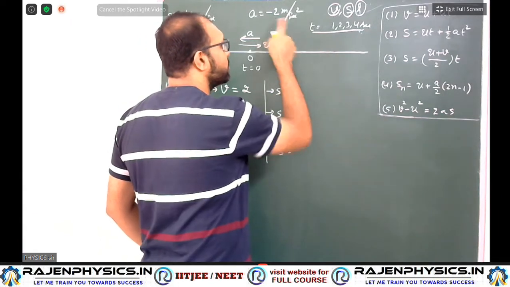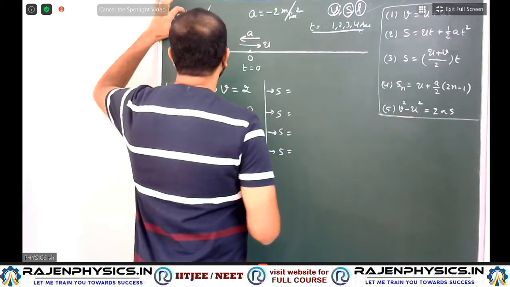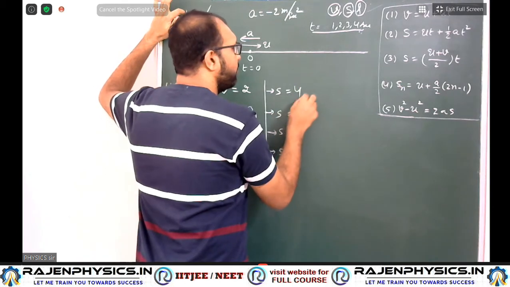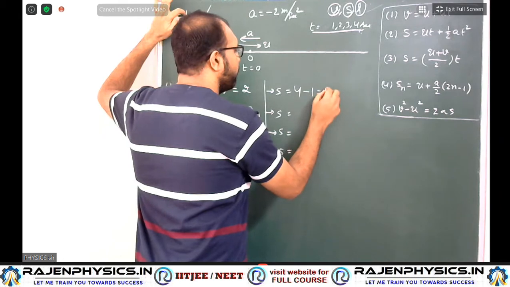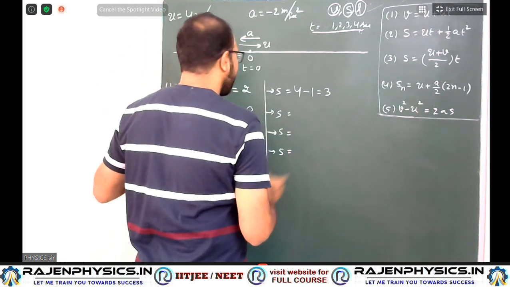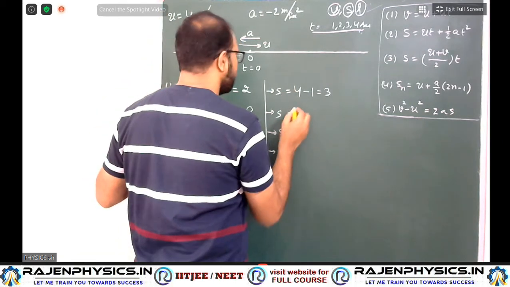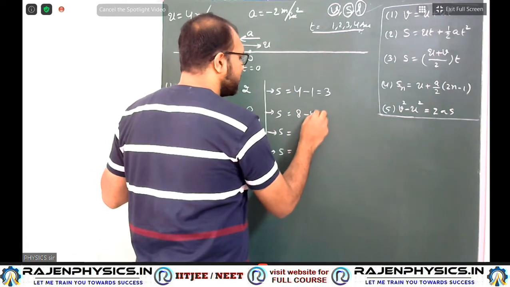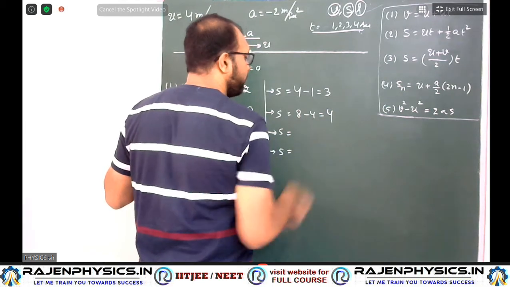ut plus half at square. a is minus 2, 2 cancels. That is minus 1 t square. u is 4, 4 into 1, 4. So this is 4t minus t square. That is 1. 4 minus 1, 3. First displacement is 3. Second displacement, u into t, that is 4 into 2, 8 minus t square, that is 4. 8 minus 4, nothing but 4.